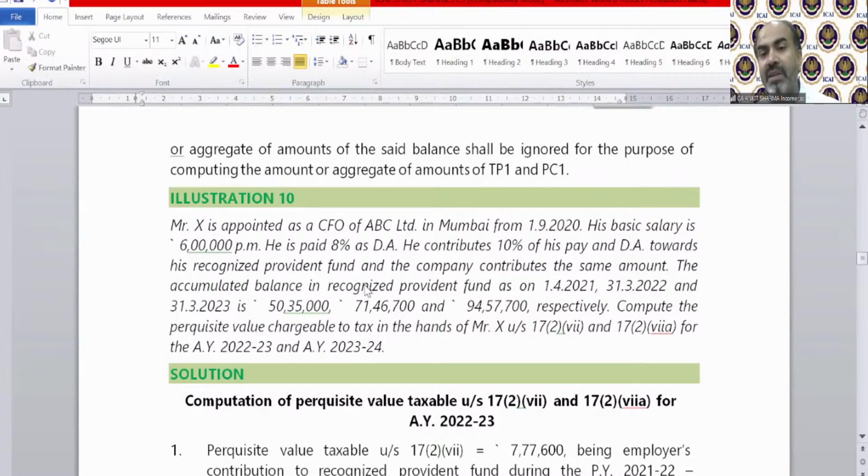The accumulated balance in the recognized provident fund for 3 years has been given in the question to find that F average, etc. Like on 1st April 2021 the balance was this, on 31st March 22 it was this, and on 31st March 23 it was this. You need to calculate the 2 years perquisite value with the help of this formula, that is PC for 2 years.